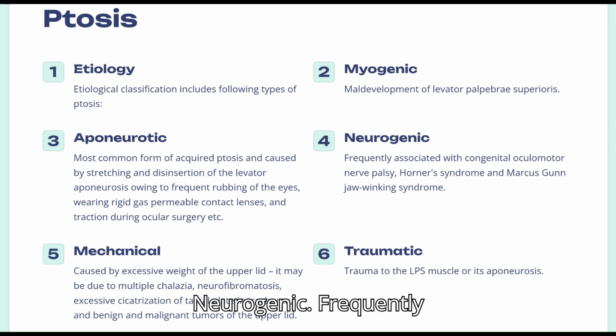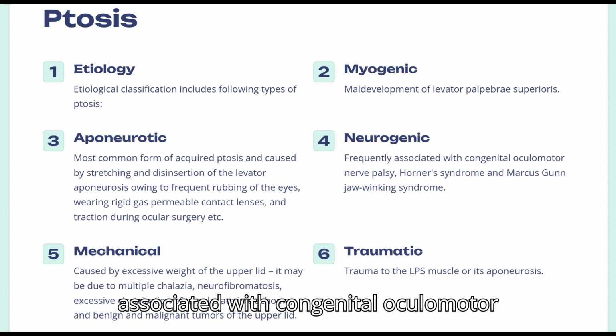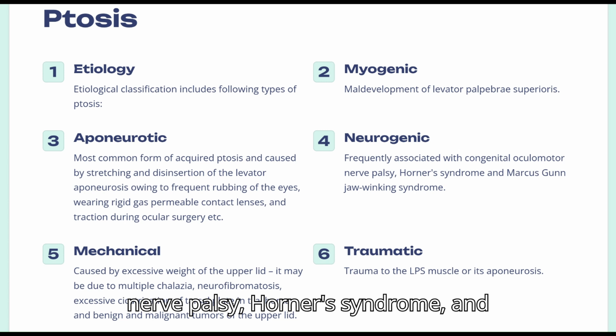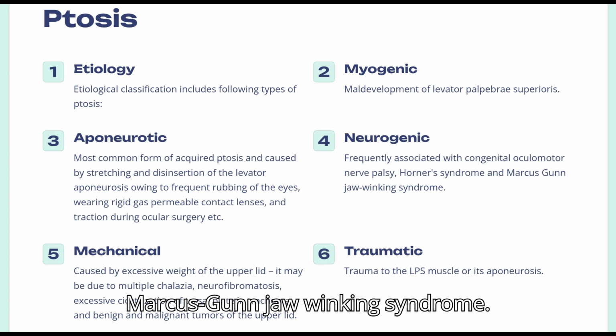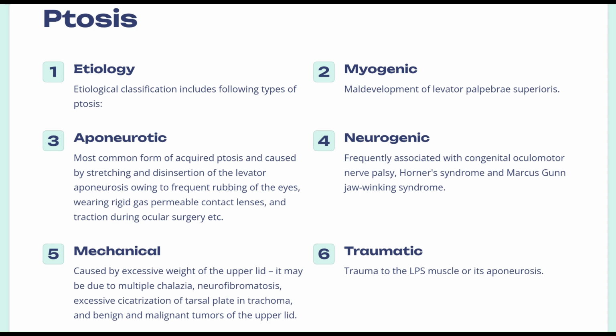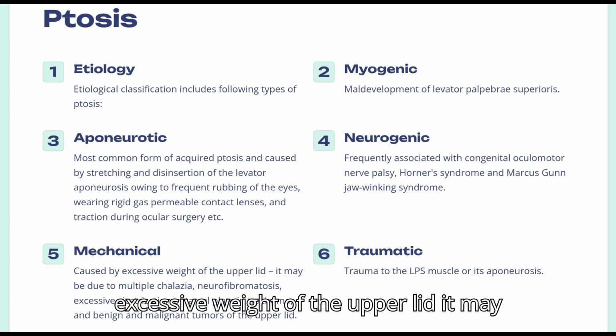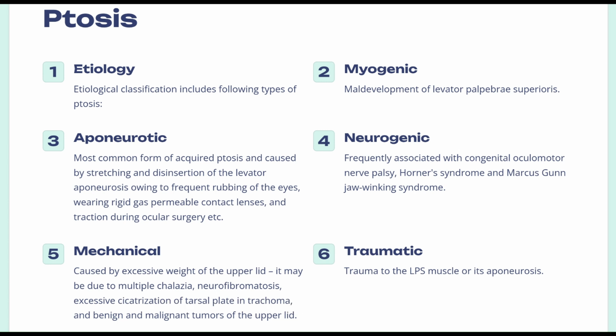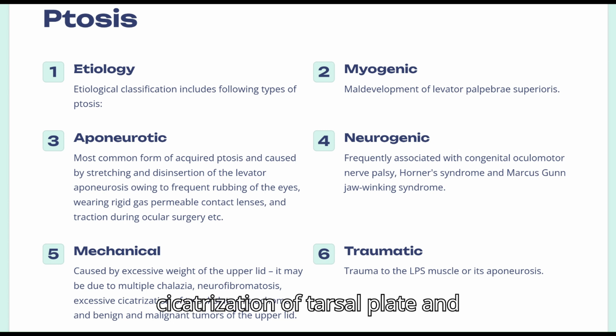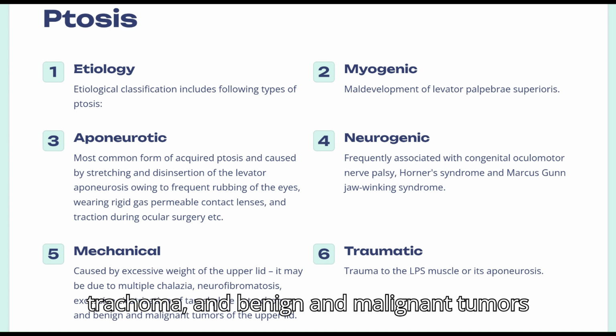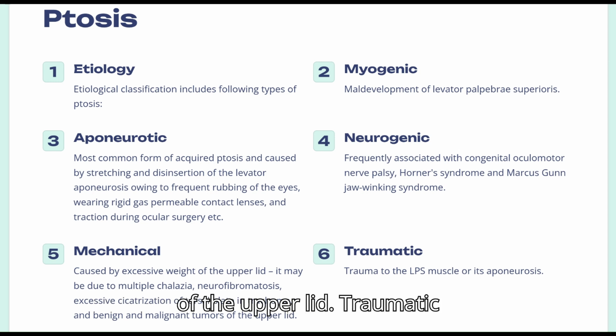Neurogenic. Frequently associated with congenital oculomotor nerve palsy, Horner's syndrome, and Marcus-Gunn-Jaw-Winking syndrome. Mechanical. Caused by excessive weight of the upper lid, it may be due to multiple chalasia, neurofibromatosis, excessive cicatrization of tarsal plate and trachoma, and benign and malignant tumors of the upper lid. Traumatic. Trauma to the LPS muscle or its aponeurosis.